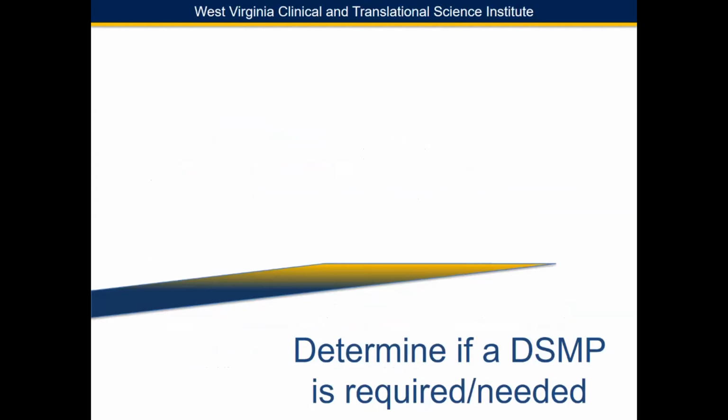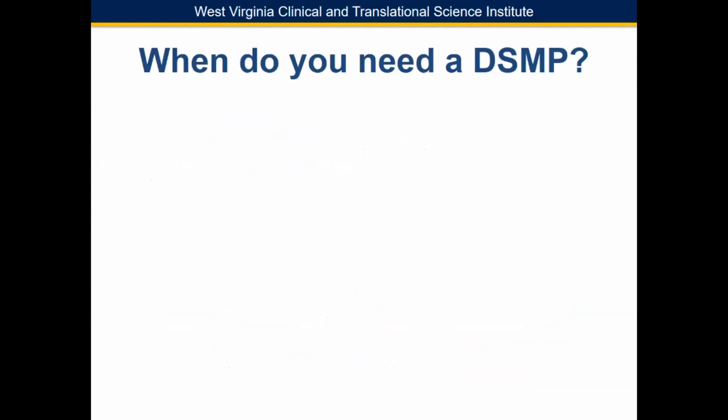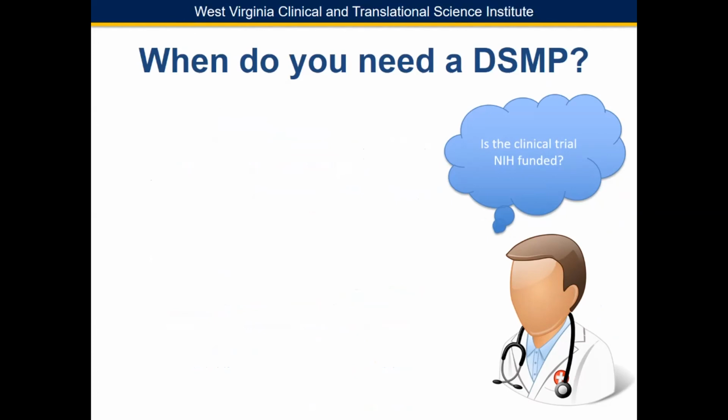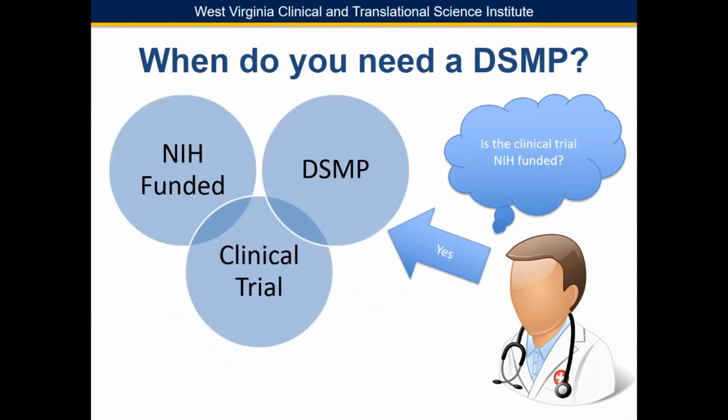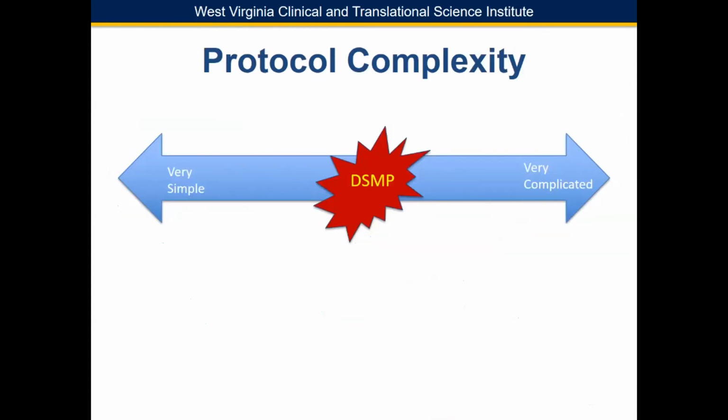So let's determine if a DSMP is required or needed. So when do you need a DSMP? If you're the physician, and I do have a cartoon there, male or female, is the clinical trial NIH funded? If it is NIH funded, you do need to have a DSMP. That was decided in June of 1998, the NIH policy for data and safety monitoring. So just to let you know that. If it's not, then we're going to look at the next couple of slides.